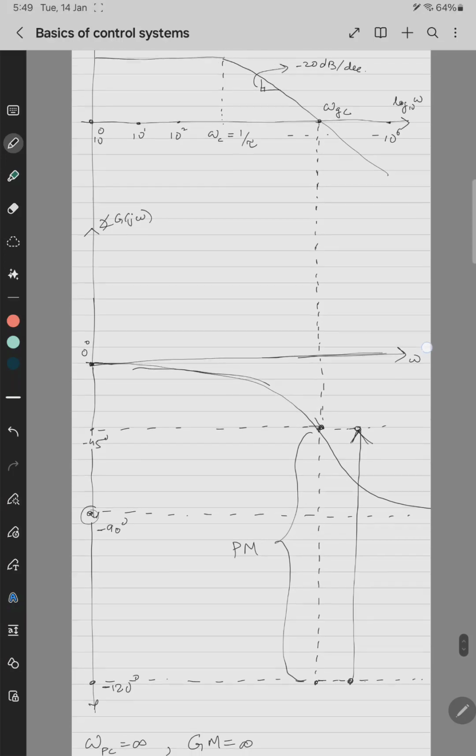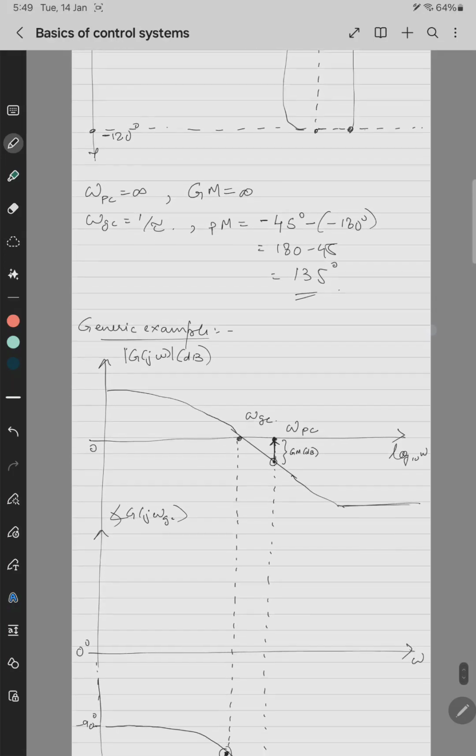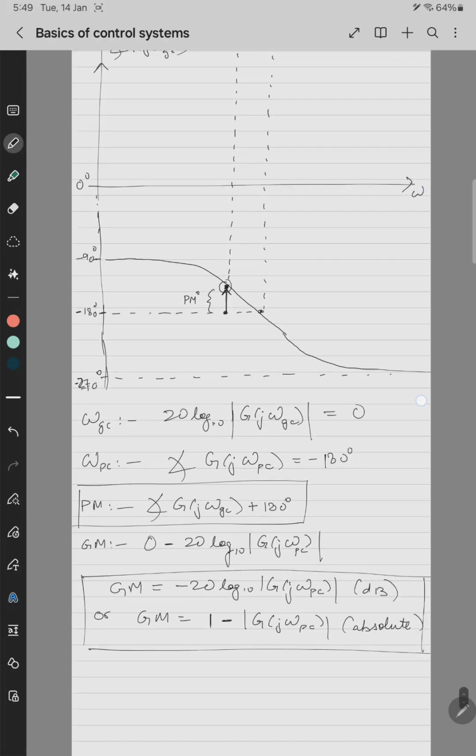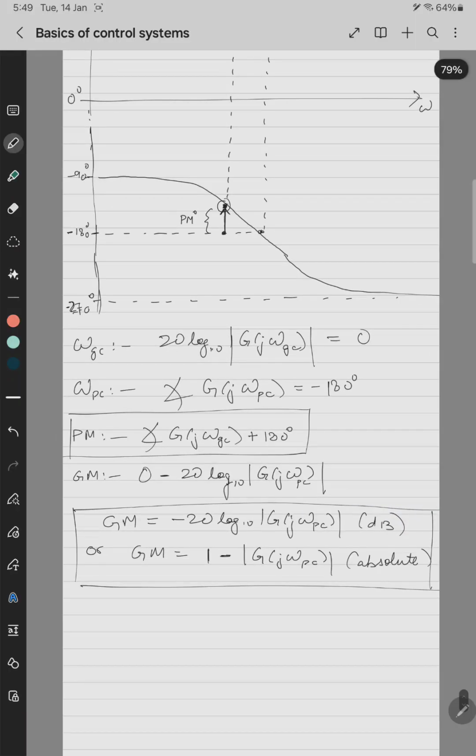Then I have drawn the gain plot, the phase plot, and then defined the crossover frequencies, and then defined the margins. So as of now it's for a plant. Whenever I say the word margin, gain or phase margin, it's for a plant, not for the closed loop system or the open loop system.